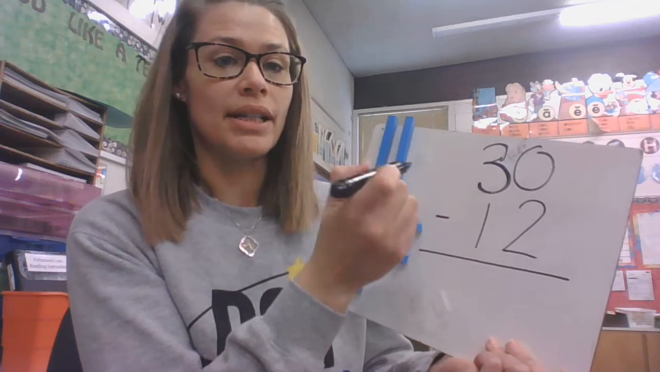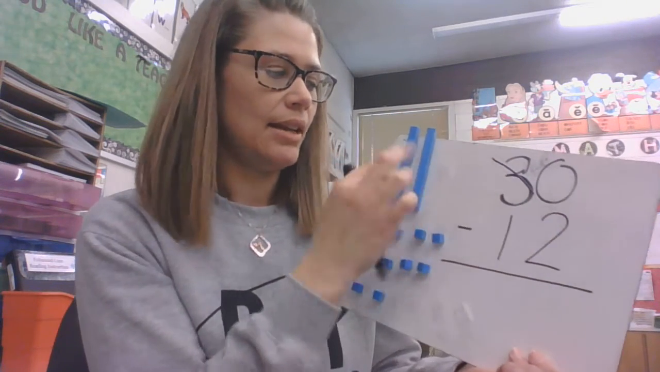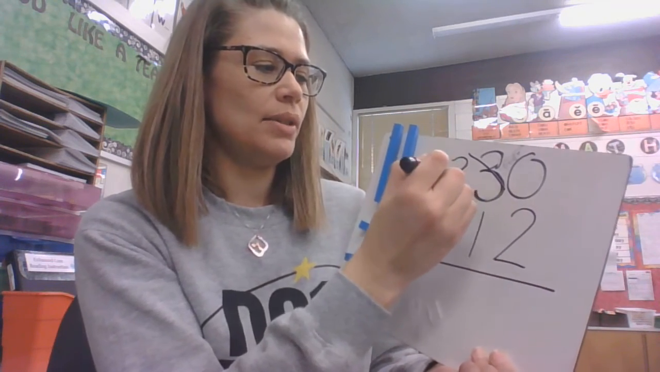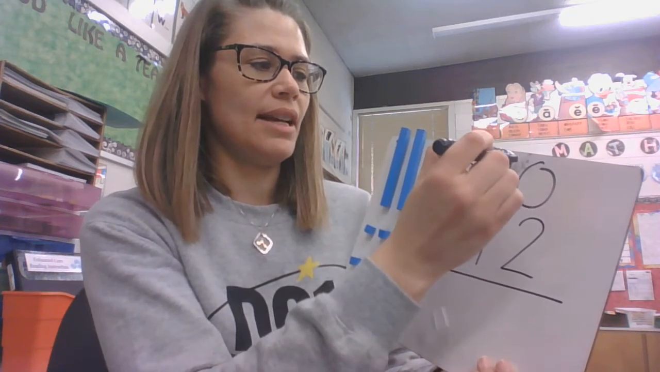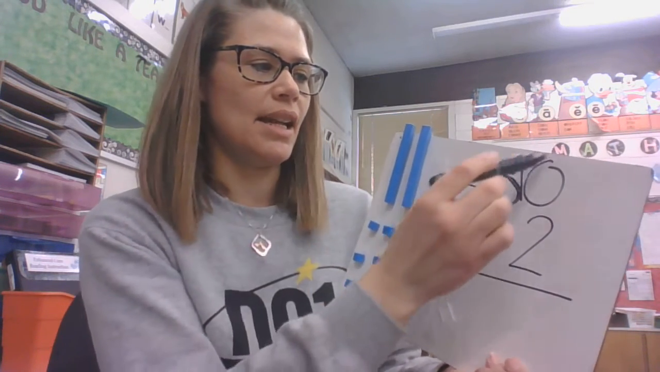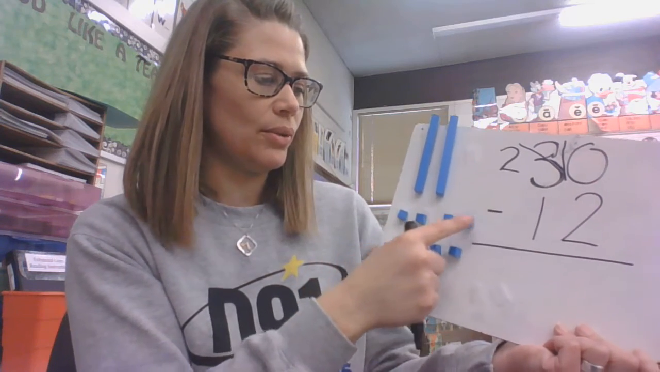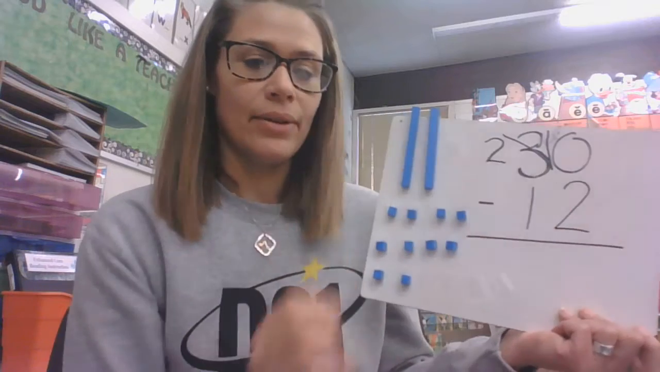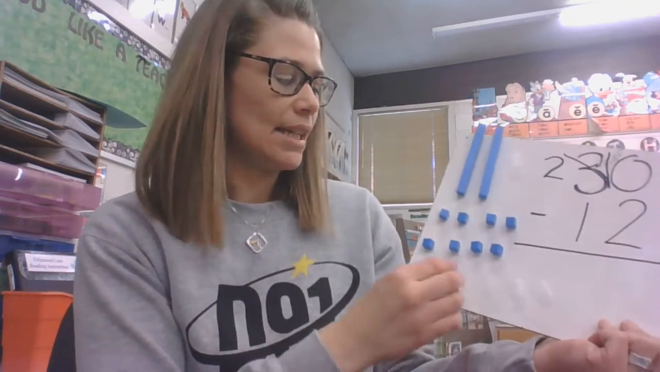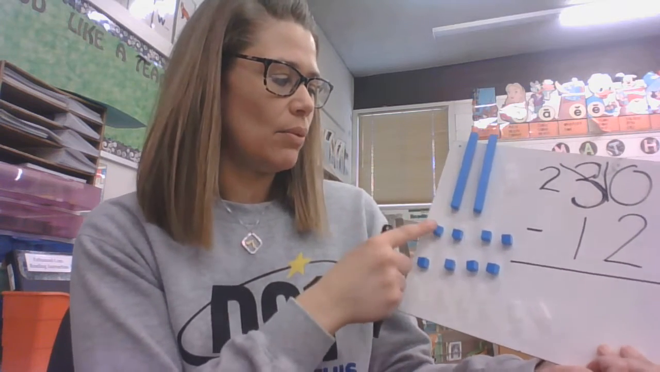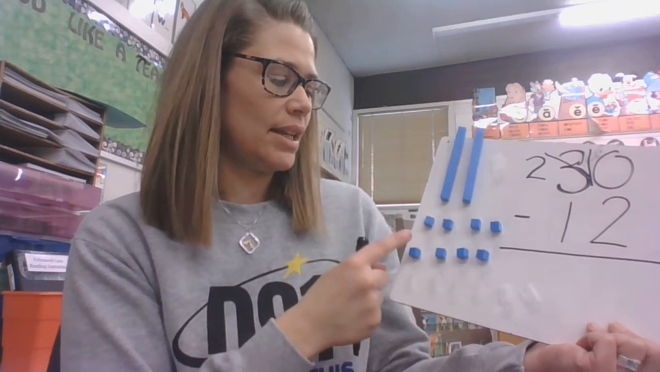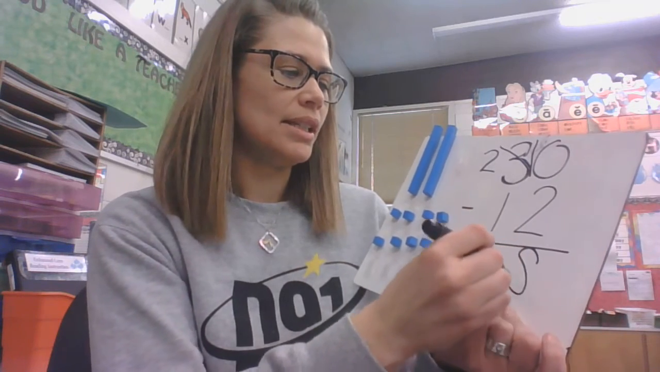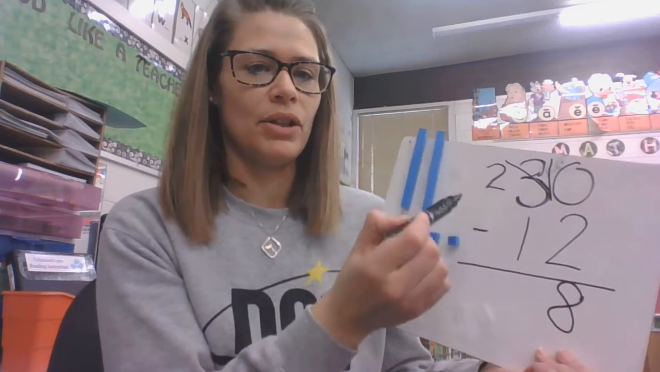Okay, let's look at what that looks like on my problem. I'm going to cross out my 3 because now I only have 2 tens left. And I'm going to bring that 10 over to here because now I have 10 ones. 1, 2, 3, 4, 5, 6, 7, 8, 9, 10. I have 10 ones. And now can I take away my 2 ones? Yes. So I'm going to take away my 2 ones. And how many ones do I have left? 1, 2, 3, 4, 5, 6, 7, 8. 8 ones left.